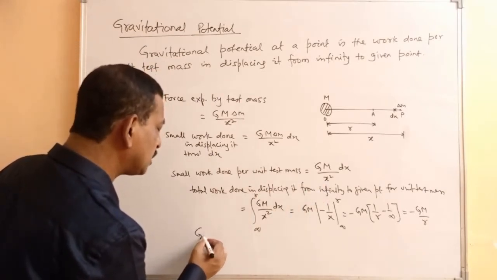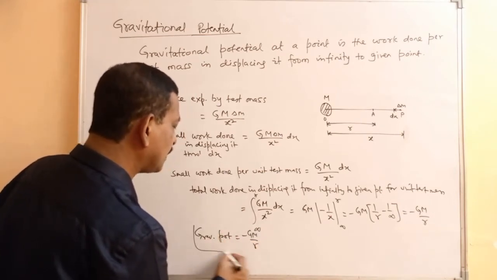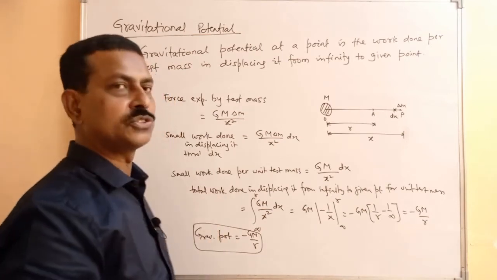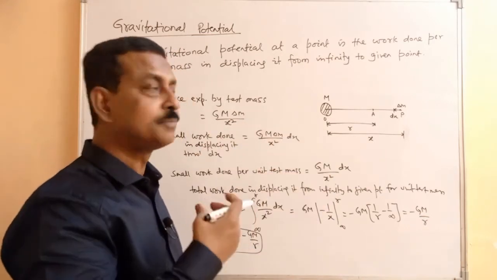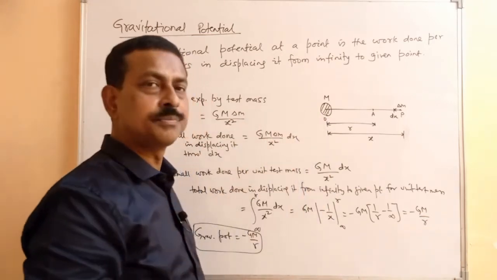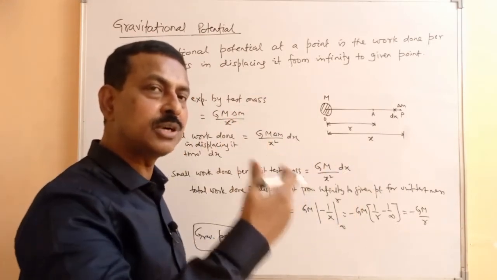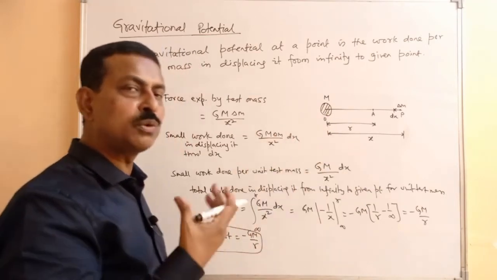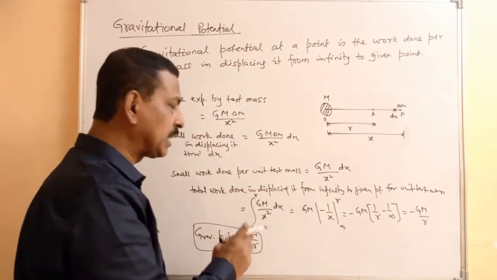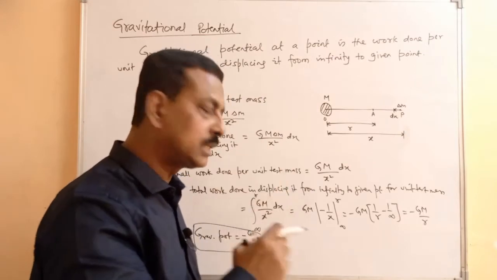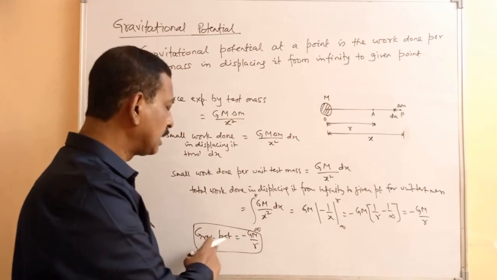So by definition, gravitational potential will be how much? Minus GM by r. So this is the expression for gravitational potential. This negative sign indicates that as the mass comes closer to the given mass, or the source mass, it will be losing its energy, because at infinity its energy was 0. And since the gravitational force will be doing work, it will be losing that energy. So that is why it is minus GM by r. That means its energy has decreased by this amount, GM by r. So this is the expression for gravitational potential.